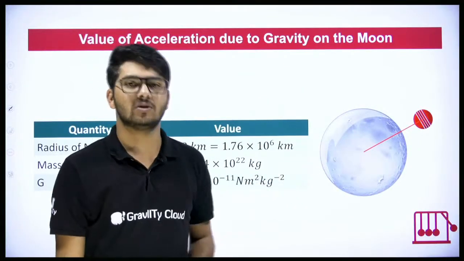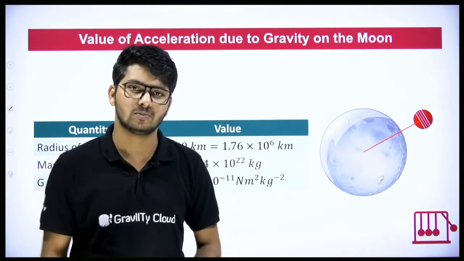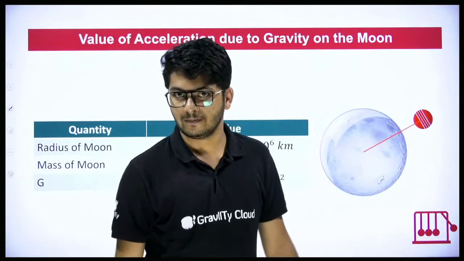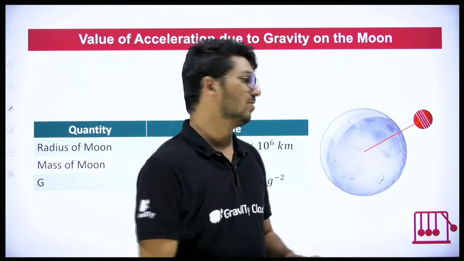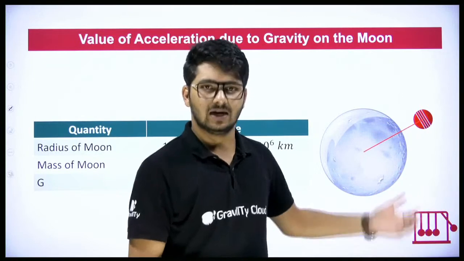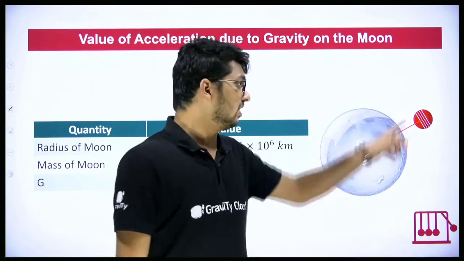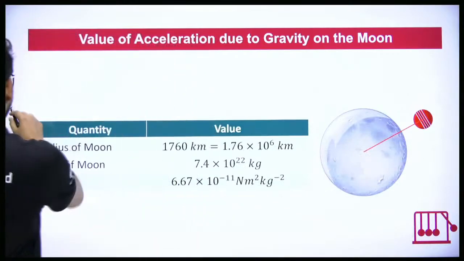See, even when you stand on the moon, or if there is an object on the moon, on that object, for example, here we have a ball. A ball is on the moon. Okay, the ball is appearing big, but let's think of it as an object. There's a ball on the moon. On the ball, there will be a gravitational force.